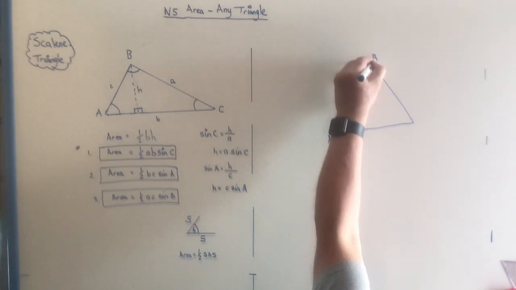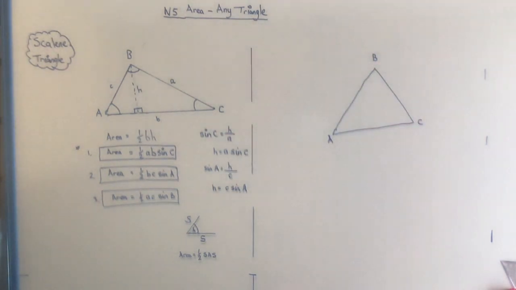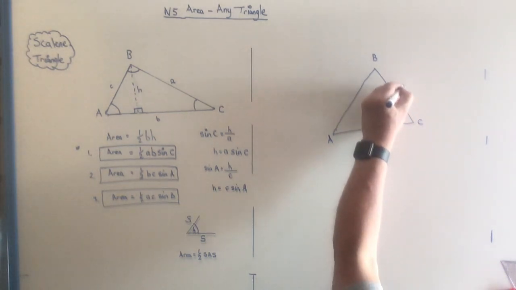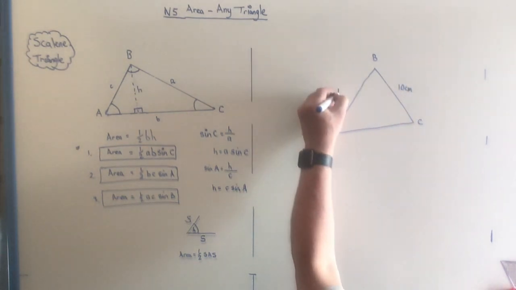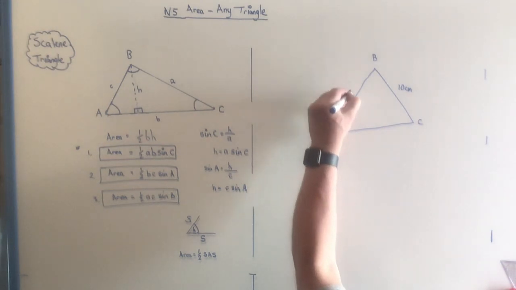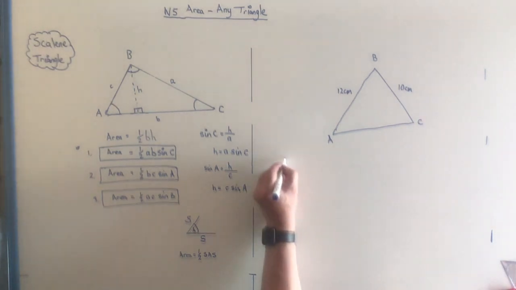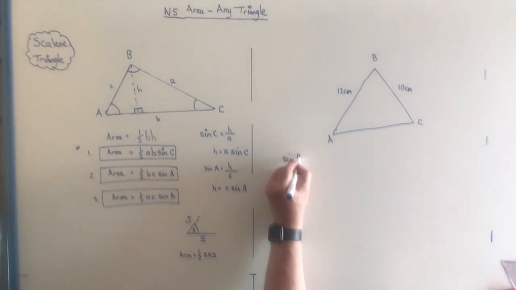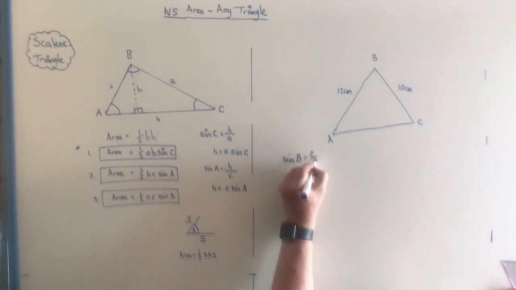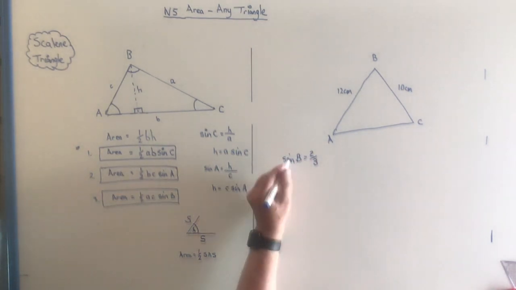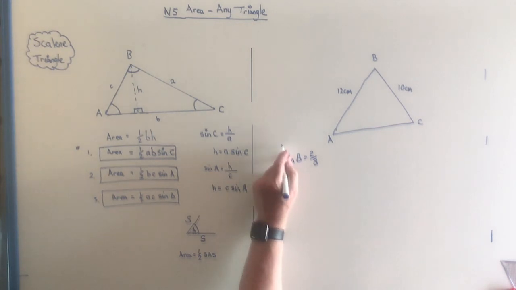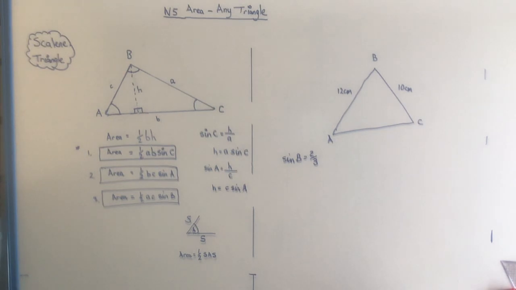So here's my triangle. Again, not the best triangle in the world, but there we go. We're given 10 centimetres here. We're given 12 centimetres here. And we're told in the question that sine B is equal to 2/3. Okay, so that's sine C is equal to 2/3. And we have to work out the area.